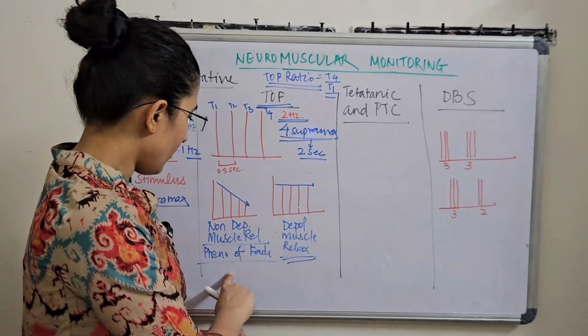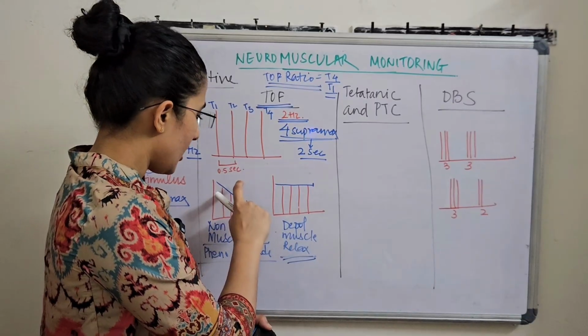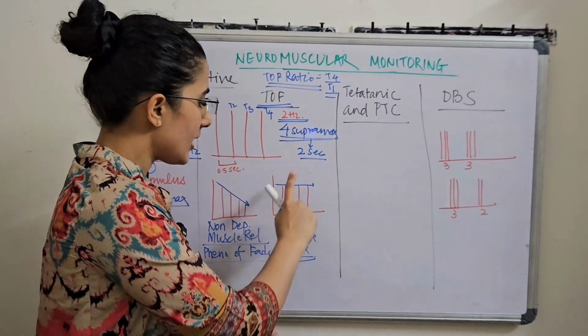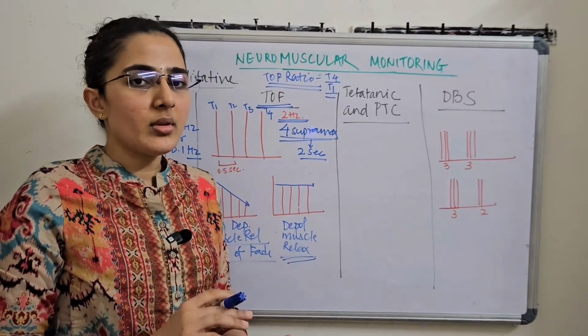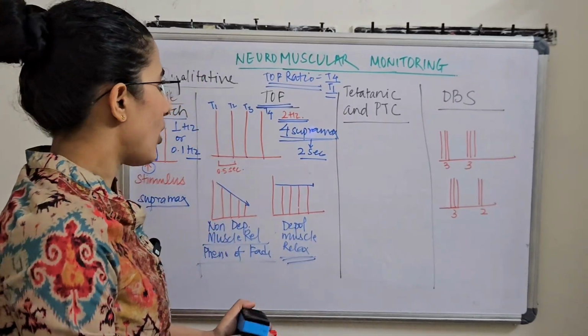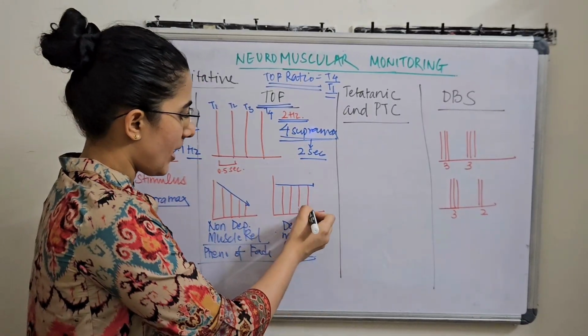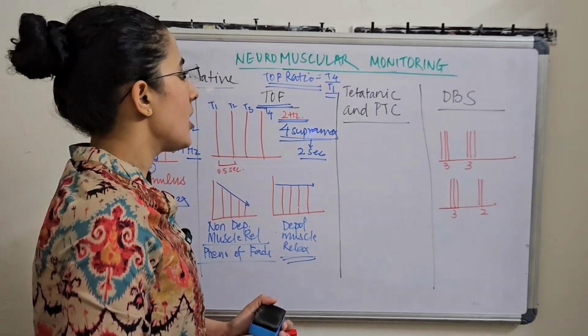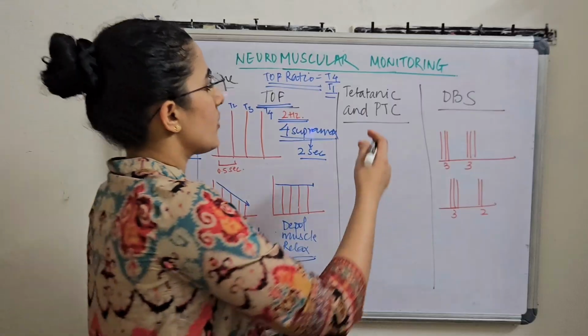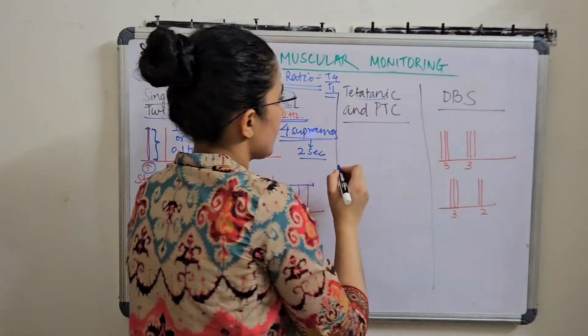So this phenomenon of fade is seen in the case of non-depolarizing muscle relaxants, whereas a decrease in amplitude to the stimulus is seen in the case of a depolarizing muscle relaxant. The TOF ratio is the ratio between the amplitude of the fourth to the amplitude of the first. Next we move on to what is tetanic stimulus.